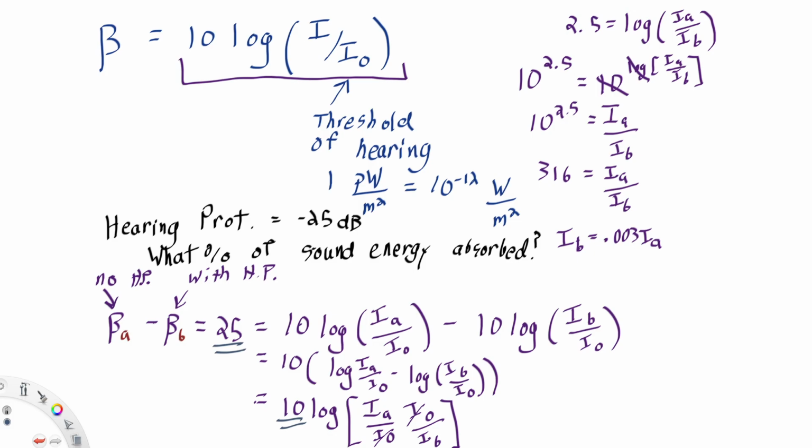I'm sorry, can you go over the sequence where you went from 316 equals IA over IB, and then how you got 0.003? Oh yeah. I just multiplied both sides of the equation by IB to get IB onto the left-hand side, and then I divided both sides by 316. And 1 over 316 is about 0.003. Oh, okay, gotcha. Thank you.